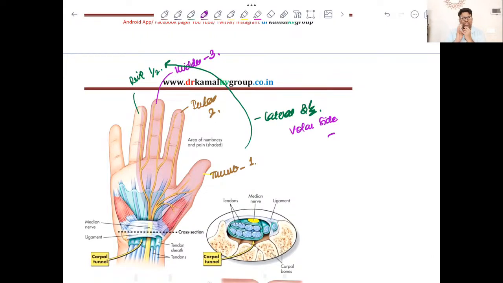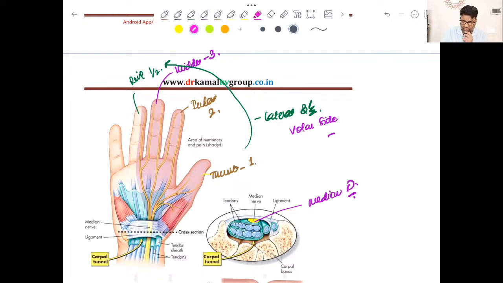And whenever you see a case who is complaining of tingling, pricks, burning sensation, numbness, think of compression of the median nerve as it passes through the carpal tunnel, which is actually an osteofibrotic canal, right? So it has high chances of compression over there. So this is a classical case of carpal tunnel syndrome. The keyword which you should remember from this question is lateral 3.5, volar side, sensory disturbances.